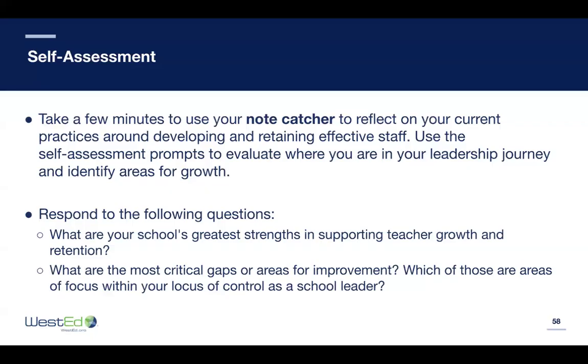Take a few minutes to use your note catcher to reflect on your current practices around developing and retaining effective staff. Use the self-assessment prompts to evaluate where you are in your leadership journey and identify areas for growth. Respond to the following questions. What are your school's greatest strengths in supporting teacher growth and retention? What are the most critical gaps or areas for improvement? Which of those are areas of focus within your locus of control as a school leader?